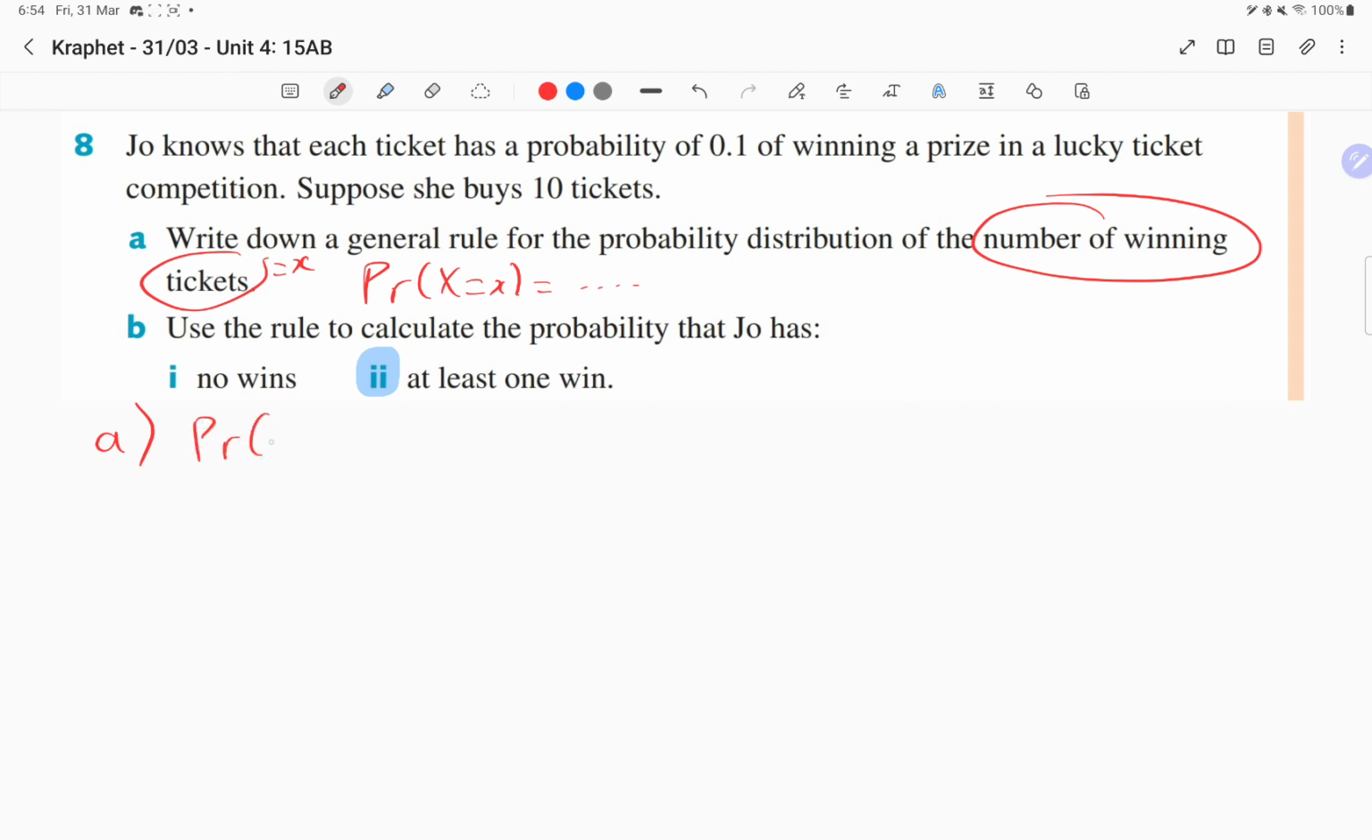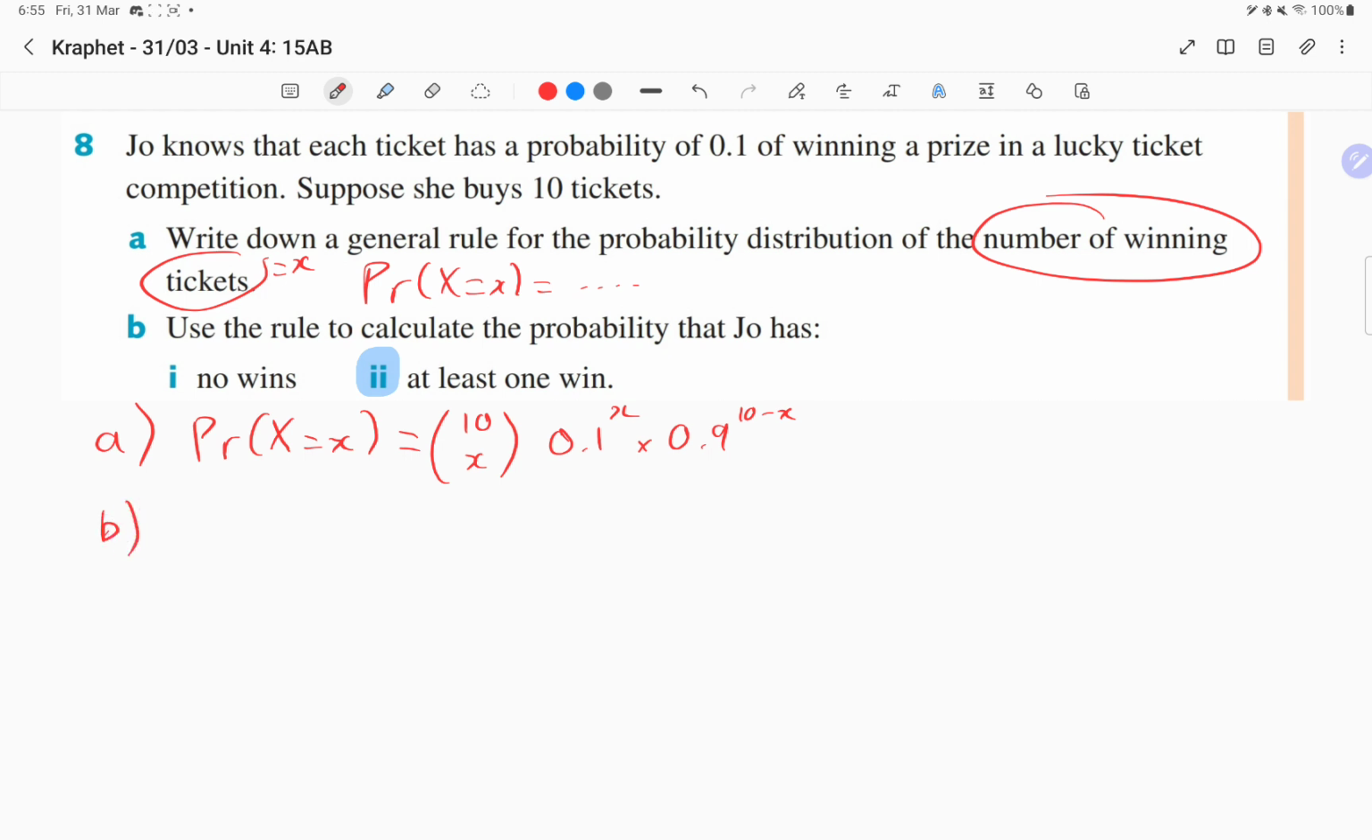Okay, maybe I'll show you the answer for this one first, because there will be a similar question later. So what's the general rule here? How many trials? 10. So 10 choose x, because you don't know how many winning tickets. But you know the rest of it. What's the chance of winning a prize? 0.1 to the power x, 0.9 to the power 10 minus x. This is essentially the general rule.